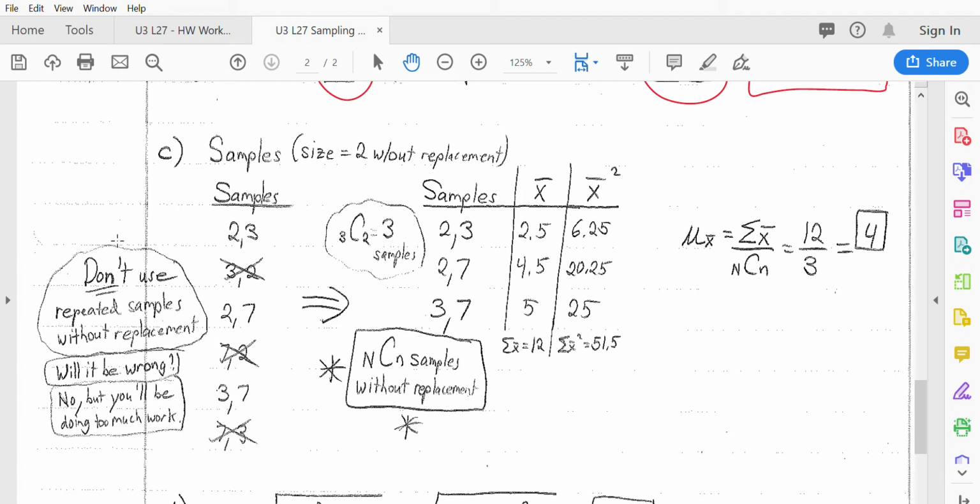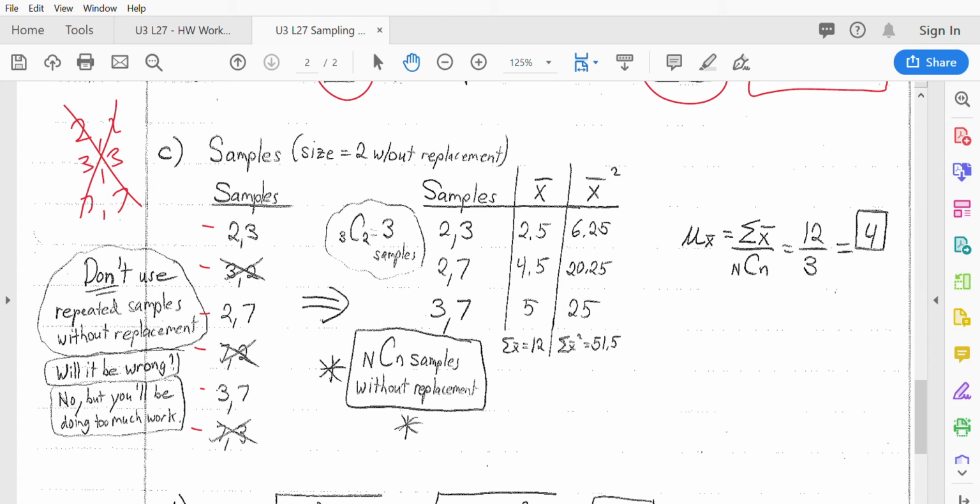Part C. Now we're sampling without replacement. So that means once we draw the number 2 out of a hat, we cannot draw it again. So immediately 2 and 2, immediately 3 and 3, and immediately 7 and 7 all go bye-bye. They're gone. All right, here is what else can happen. So I could draw a 2 and a 3, but I could also draw a 3 and a 2. I could draw a 2 and a 7, a 7 and a 2, a 3 and a 7, and a 7 and a 3. One thing about sampling without replacement, I'm not going to use repeated samples.